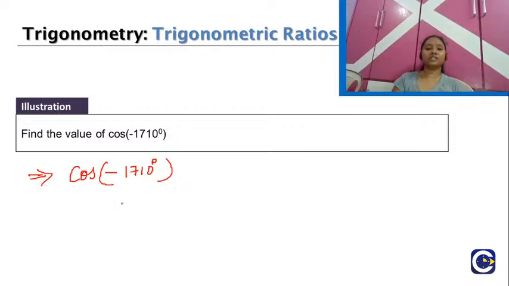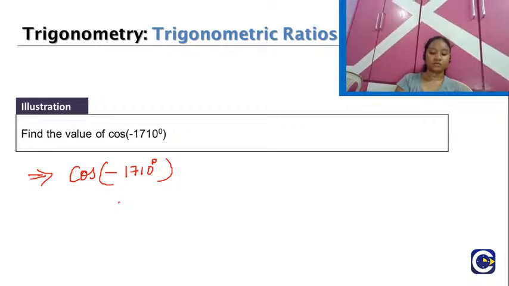So just take 2 minutes of time and give it a try on your own, and then I'll explain you. So find the value of the given function.